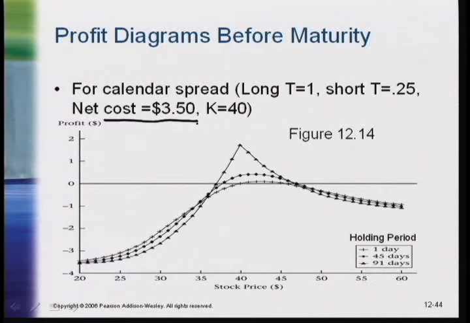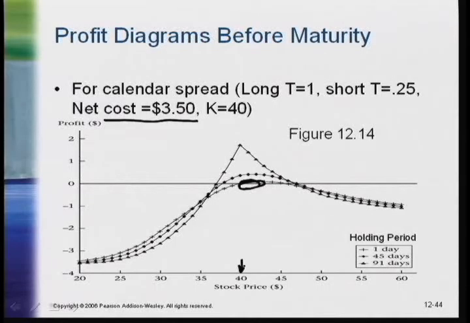And just as with the prior diagram, if we look at the 1-day diagram, which is here, this 1-day diagram says if the investor waits 1 day and liquidates the position, what's the profit and loss? And what we can see is if the stock price stays around 40, the investor makes a little bit of a profit. What is that?